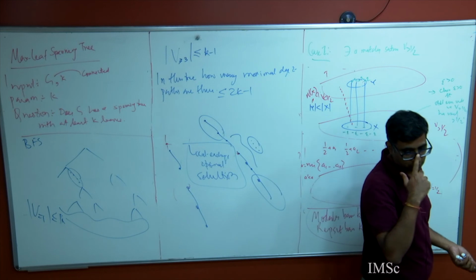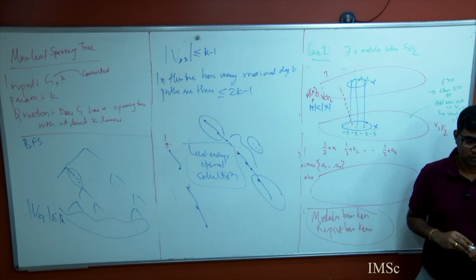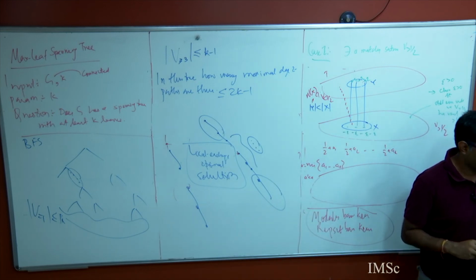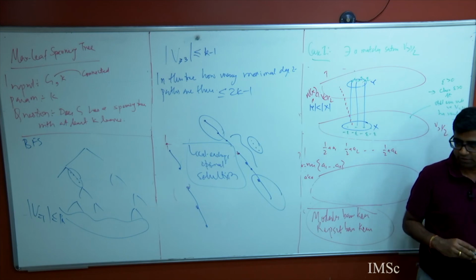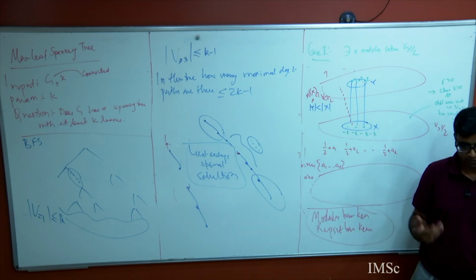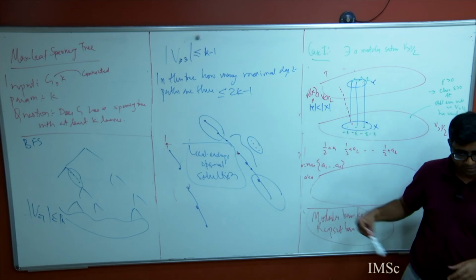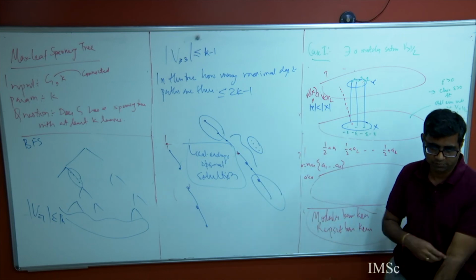I generally use it to bound the width of an input graph because this makes my graph very structured. So, now I can have a decomposition theorem for this. We'll see one. I'll give you one such example when we reach there. But you can also use it for the kernelization process.